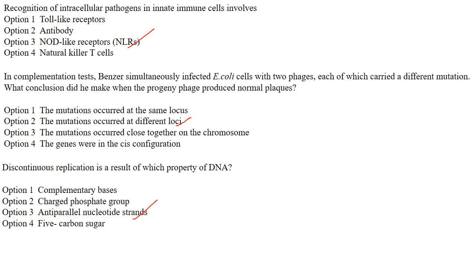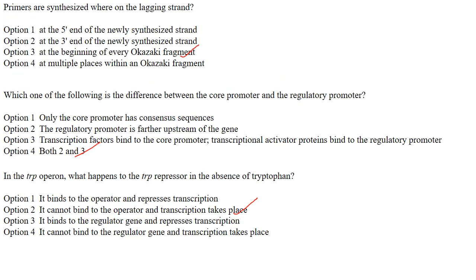Then discontinuous replication is the result of which property of DNA? So it is antiparallel nucleotide strands. Then primers are synthesized where on the lagging strand? So primers at the beginning of every Okazaki fragment.